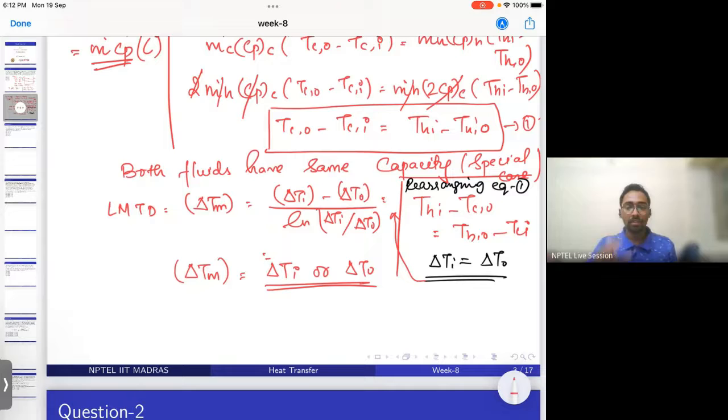So in some questions, for example in some competitive examinations, if you find that the heat capacity for the hot and cold fluid is the same, then you can directly write the LMTD as delta Ti or delta To.